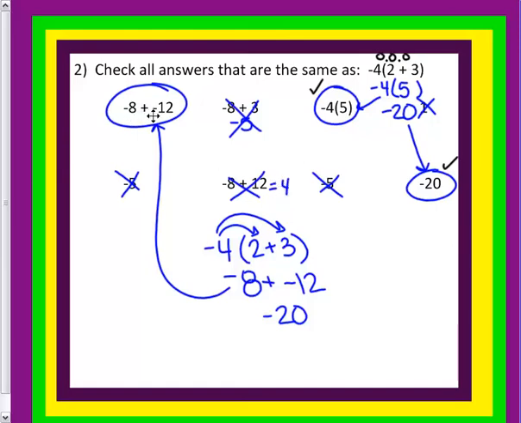Okay, so we've got -8 plus -12. If you distributed the -4 to 2, you'd get -8, and if you distributed the -4 to the 3, you'd get -12. So that equals -20, which is the answer to this one, so it works.